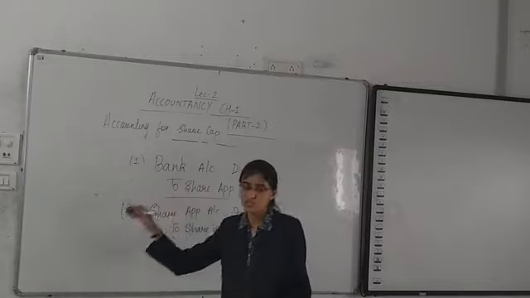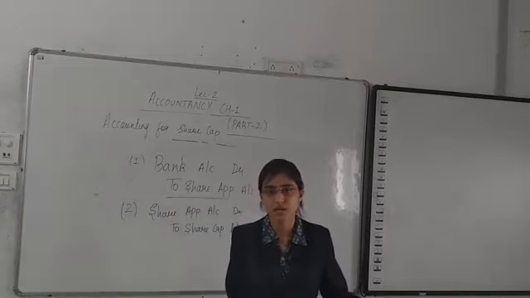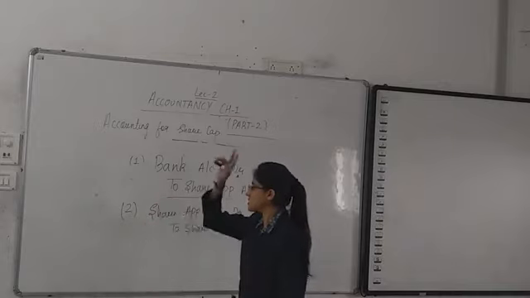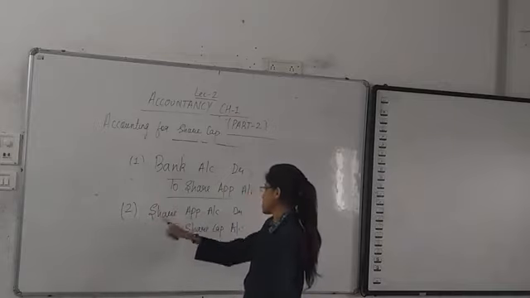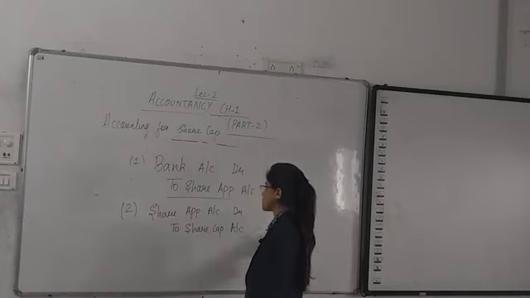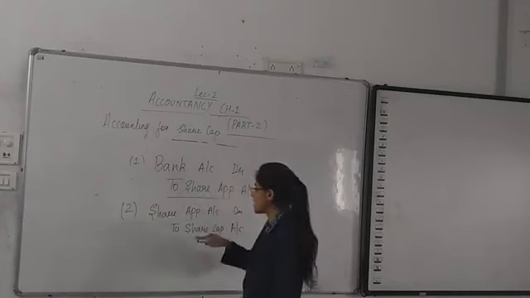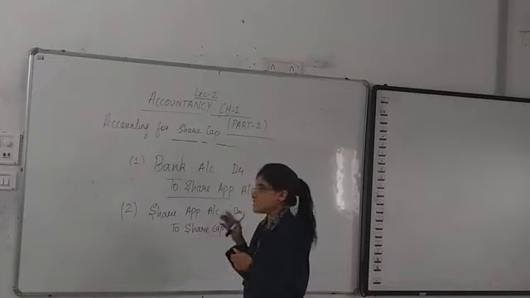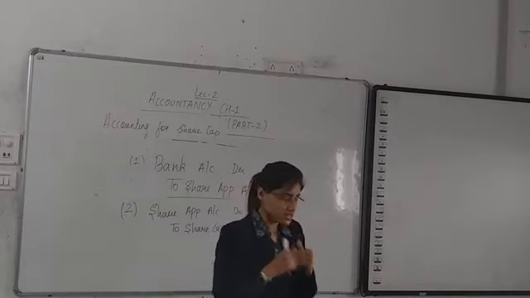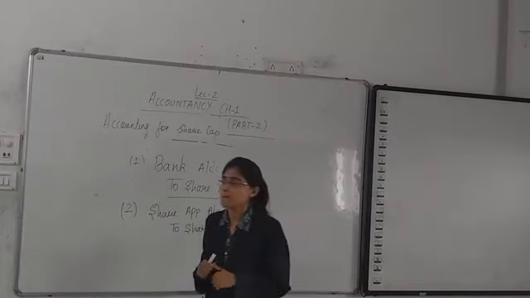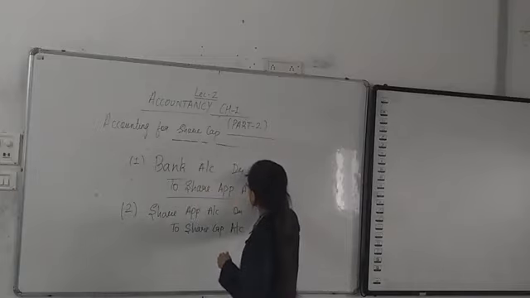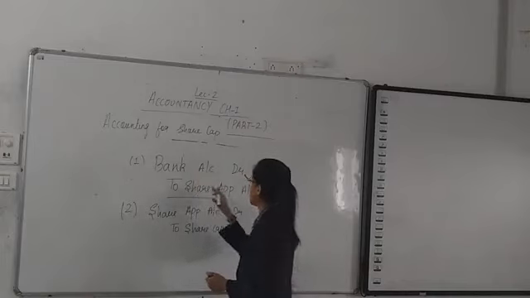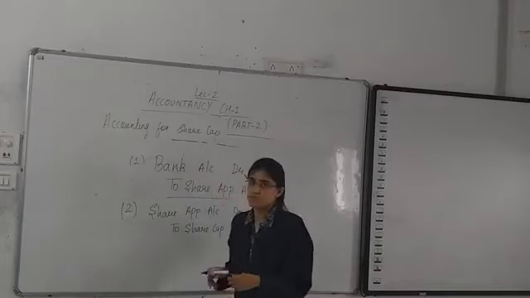I repeat, the first journal entry is for receiving application money. When application money is received, third journal entry in your textbook and second journal entry on the board. Share application account debit to share capital account. ये जो पैसे थे वो हो गए share capital account में transfer. Then talking about the second journal entry which is given in your textbook. It is just reverse to this, if you can see. Completely opposite to this. Share application account debit to bank account.